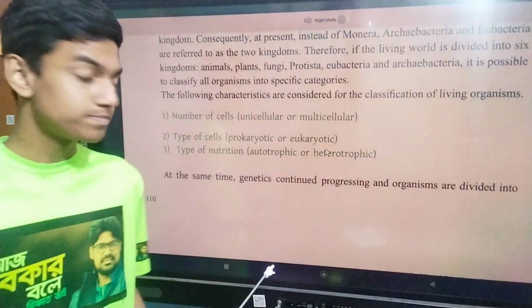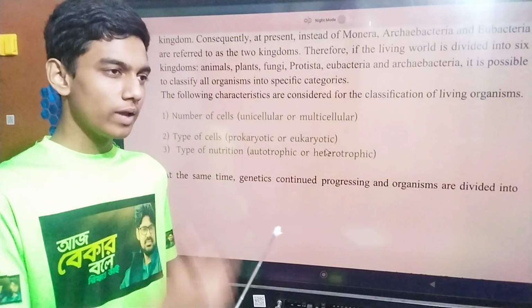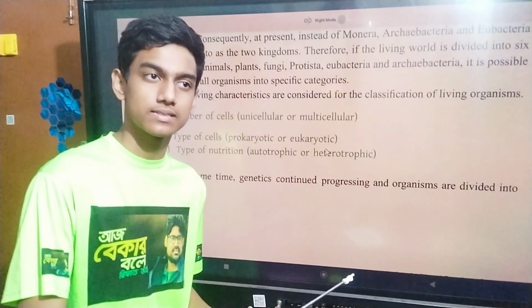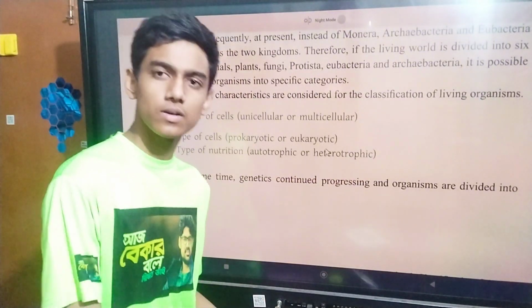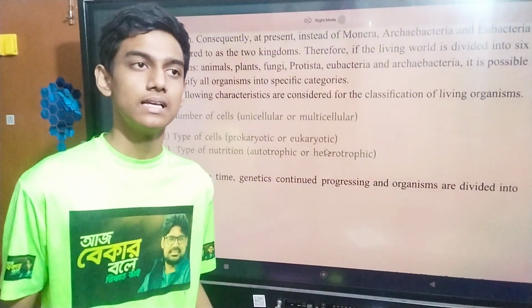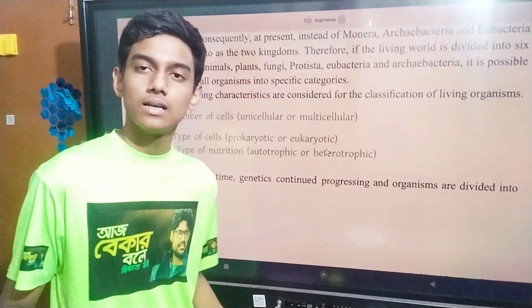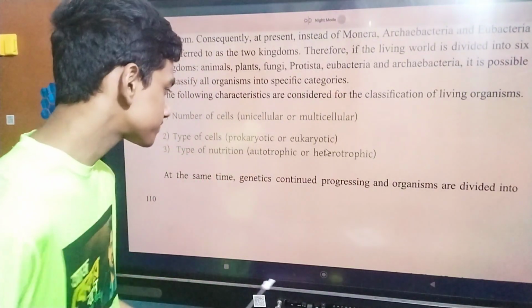The second one is types of cell. We have to know what type of cells are there in that organism. Are they eukaryotic or are they prokaryotic? Eukaryotic means in a cell the nucleus is developed, and prokaryotic means in a cell the nucleus is not developed.